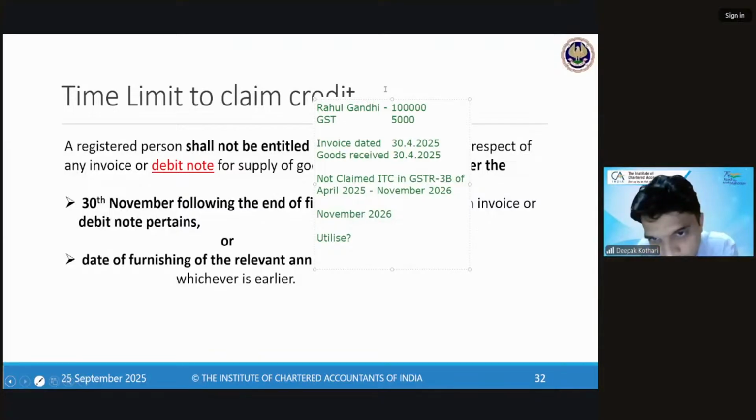Yes, Anubhav, for 25-26, the last date of the annual return is 31st December, because you have 31st also in this month, right? So 31st December 2026. If you have no sales in November, but you have sales in December, can you utilize this credit of 5,000 rupees?